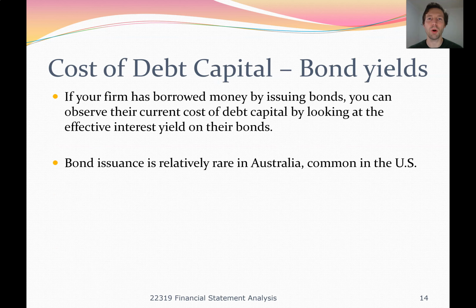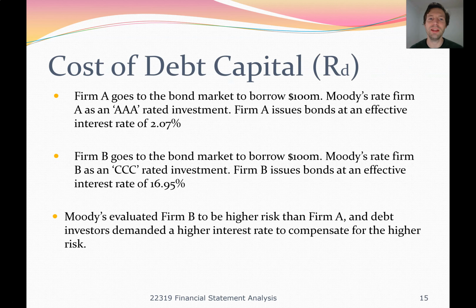Furthermore, if your firm borrowed money via issuing bonds, now this is really common in the US, but not as common for Australian firms, we could look at their cost of debt capital from figuring out their effective interest rate on their bonds. So if a company, for example, goes to the bond market to borrow 100 million, a ratings agency such as S&P or Moody's will rate the firm. They'll give a likelihood of the firm actually paying back these bonds.